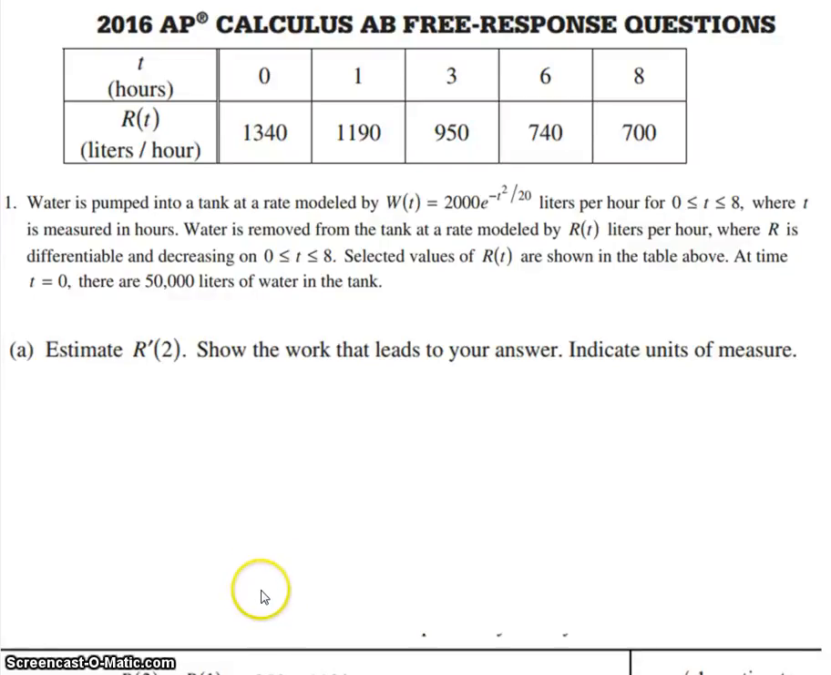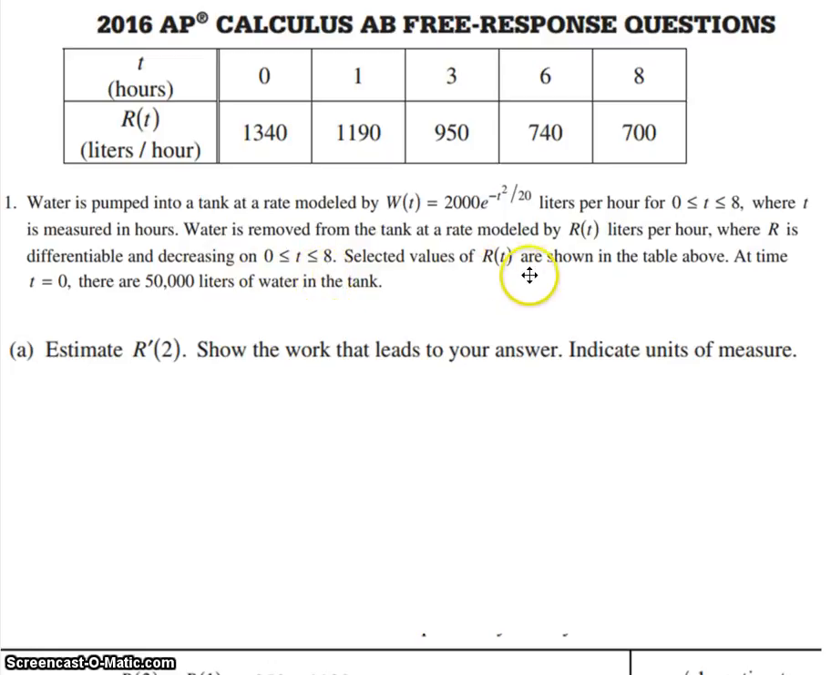This is a 2016 AP Calculus free response question. Number 1 says water is pumped into a tank at a rate modeled by W of t equals 2000 e to the negative t squared divided by 20 liters per hour from time 0 to 8, where t is measured in hours. Water is removed from the tank at a rate modeled by R of t liters per hour, where R is differentiable and decreasing from 0 to 8.